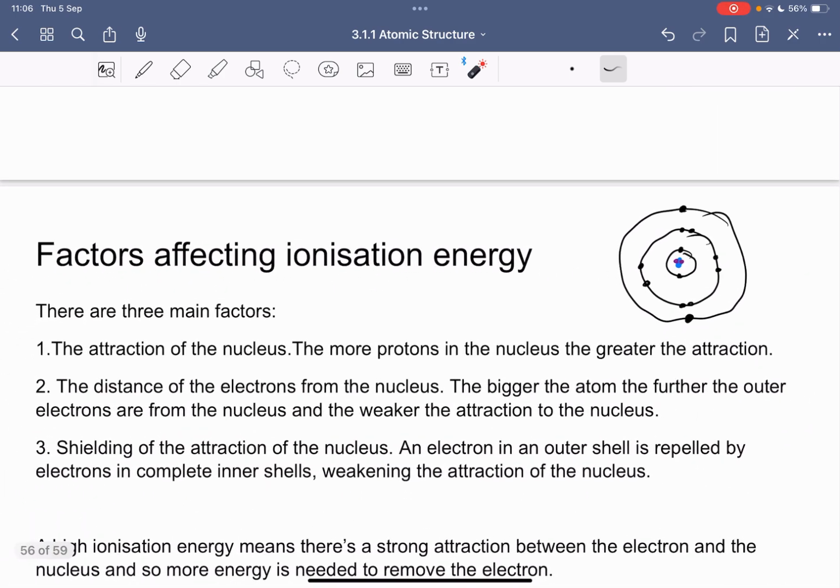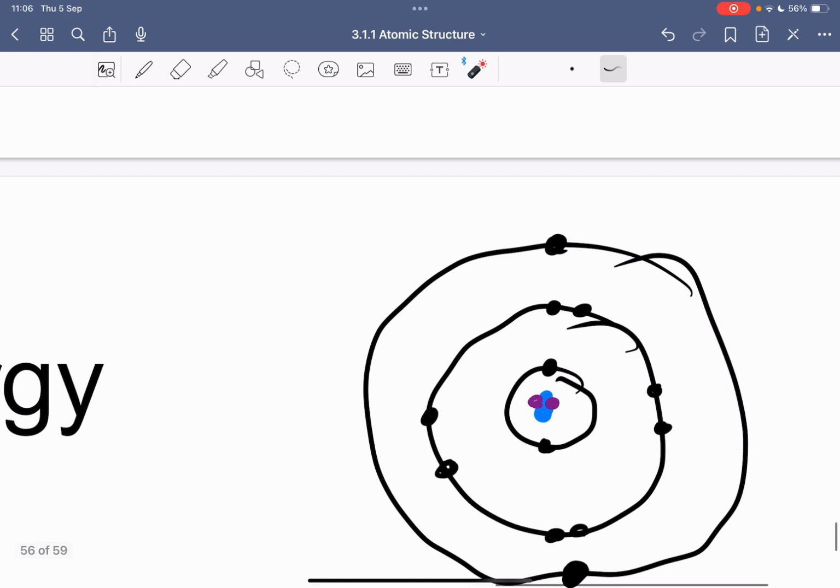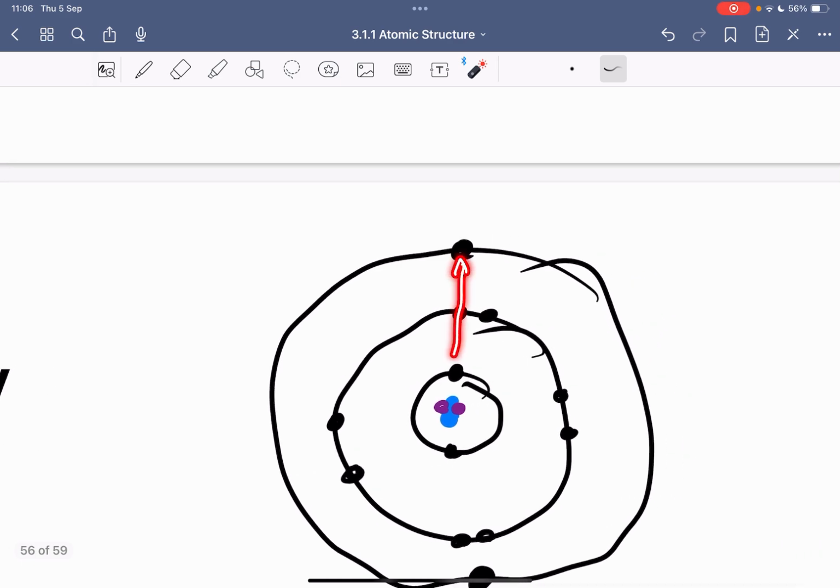Also, the distance of the electrons from the nucleus. The bigger the atom, the further the outer electrons are from the nucleus, and the weaker the attraction is to the nucleus. So essentially, if this distance is big, the attraction will be weaker. So imagine if you have like 2 magnets. If you put the magnets close to each other, you'll feel a strong force, right? But if you put the magnets far away from each other, the force isn't really that big. So it's a similar thing here. If the distance is too big, the force will be weak.